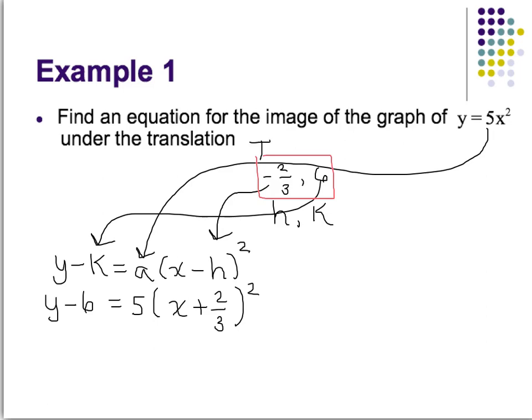So this particular parabola has a vertex at negative 2/3, 6. And that's because the parent, or the original function, y equals 5x squared, has a vertex of 0, 0. If there are no pluses or minuses, they always have a vertex of 0, 0.